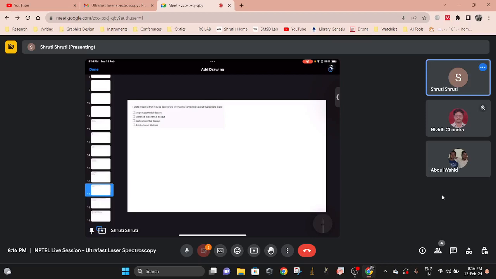Okay, data models that may be appropriate in systems containing several fluorophores. If there are several fluorophores, you can use multi-exponential fitting, or you can use a distribution of lifetimes. So one fluorophore will have one lifetime, another will have another lifetime, and so on, like that distribution of lifetimes.